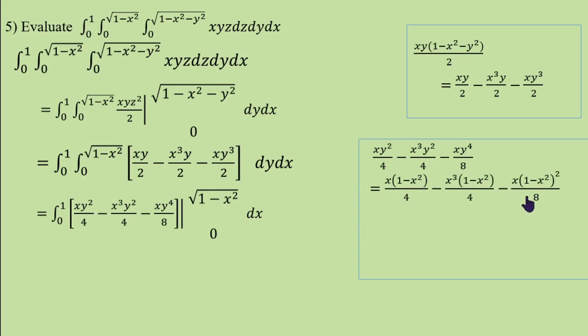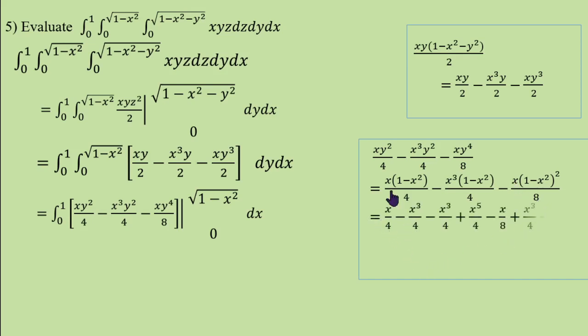Now simplify this first. x into 1 by 4, that is x by 4 minus x cube by 4, minus x cube by 4 into minus plus x power 5 by 4 minus x into, so a minus b whole square formula. Therefore, it is 1 minus 2x square plus x power 4 multiplied by x and divided by 8.